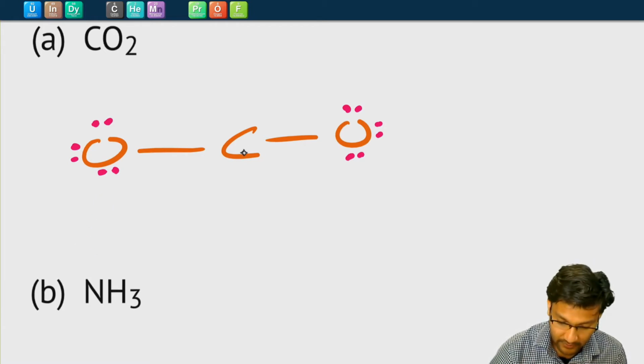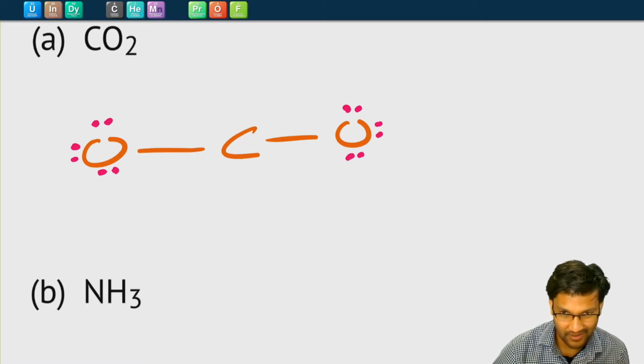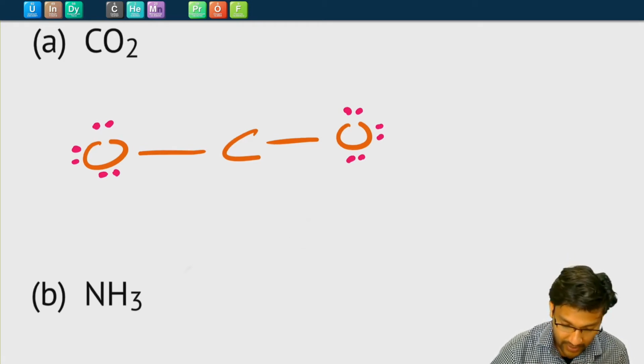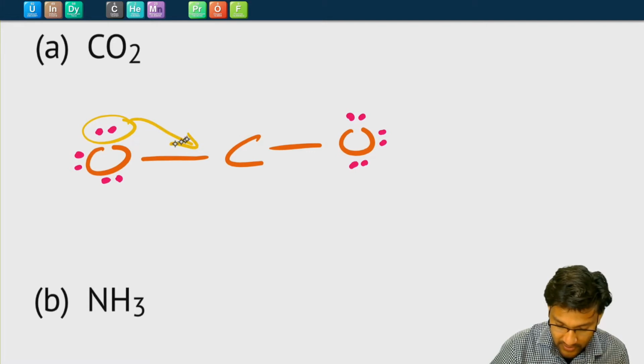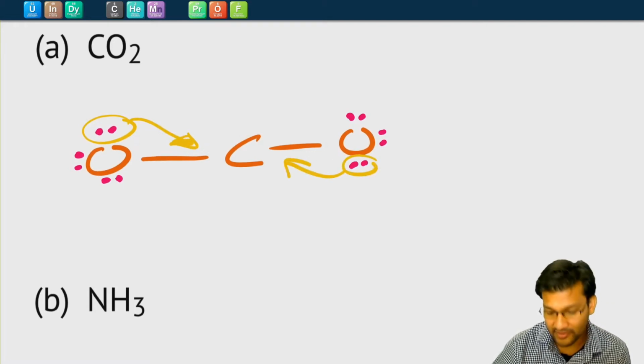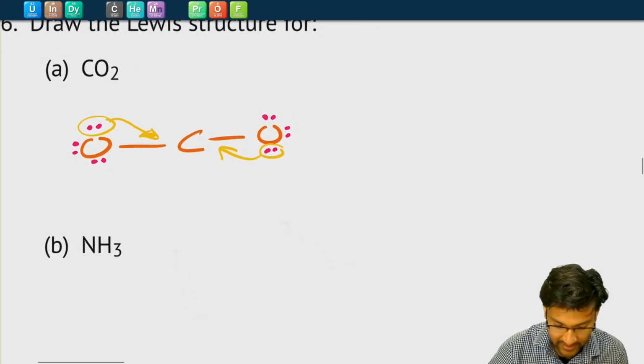My carbon has only 2 bonds to it, so that's 4 electrons. Carbon wants to have 8 electrons in its valence orbital. So how do I get 8? Well, I could share 2 electrons from this one, 2 electrons from that one, because why not? Oxygen has enough and it could share.